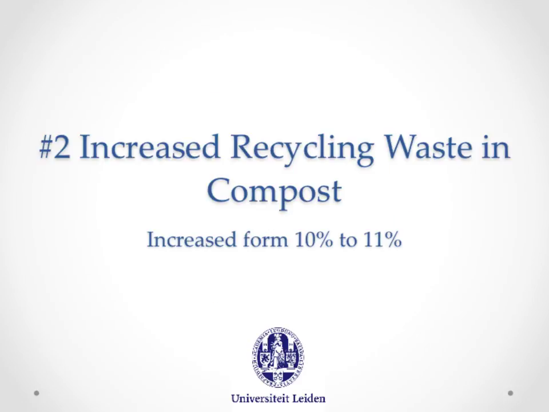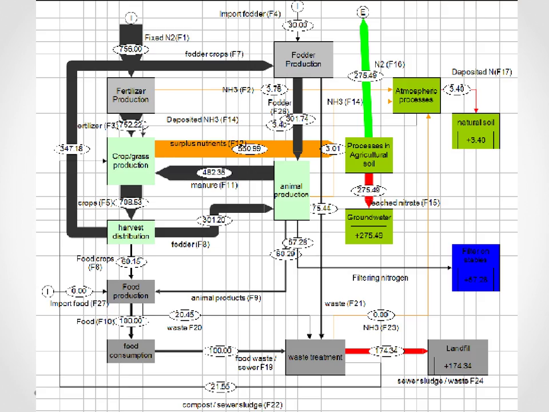The second solution is increasing the recycling of waste treatment of compost and sewer sludge from 10% to 11%. Increasing more would only result in a negative effect on the entire system. Increasing recycling prevents or decreases the flow from a nitrogen sink to the accumulation of nitrogen in the atmosphere that may result in an increase of the leaching of nitrates.